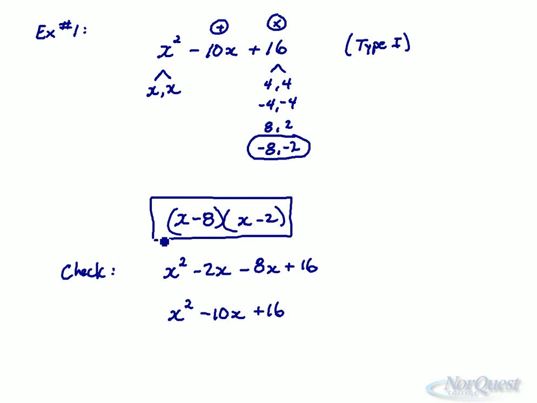Now I'm not going to check every one of these examples, but you know that you can always check your factoring by FOIL or multiplying. Factoring is basically almost the opposite of multiplication. So there's example number 1. Let's look at a second one, example number 2.